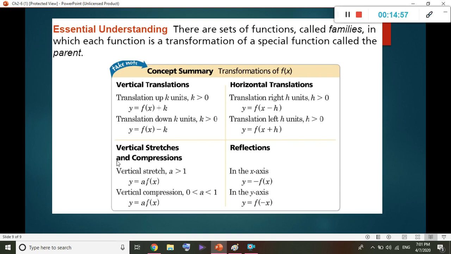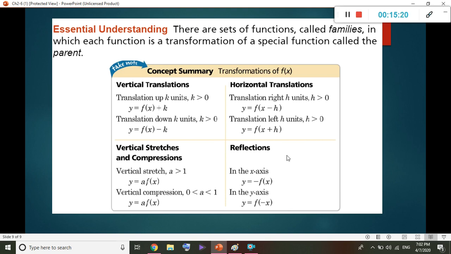Now vertical stretching and vertical compressing. A vertical stretch is when you multiply f of x by a, and a is greater than 1. That's for the vertical stretch. And the vertical compression is when you multiply a by f of x, where a is a number between 0 and 1.